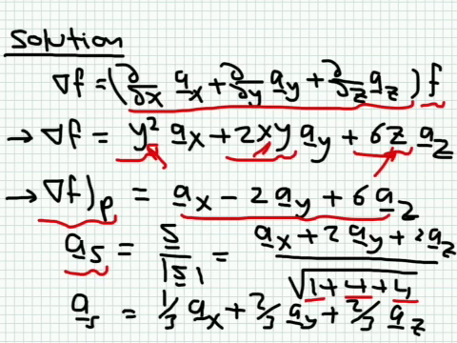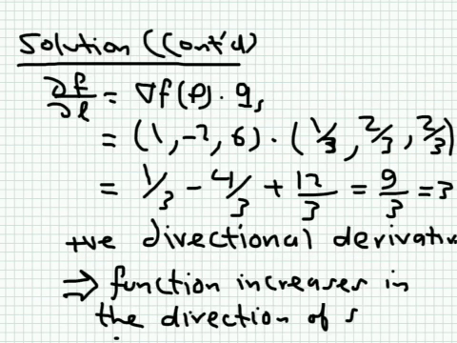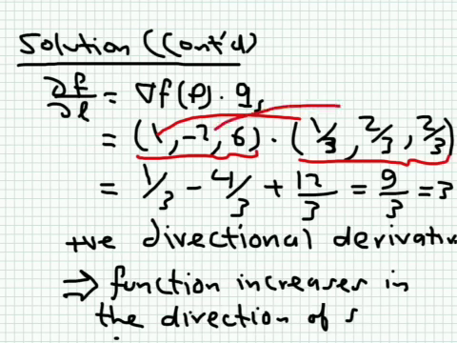What remains is simply to take the dot product between the gradient that we had and this unit vector, to determine whether the function increases or decreases along the direction of S. So we do the dot product as shown here. I simply put it in a more compact form. This is the gradient at the point B, and this is the unit vector along the direction S. The dot product will give you 1 over 3 minus 4 over 3 plus 12 over 3. If you sum all this, it will give you an answer of 3.